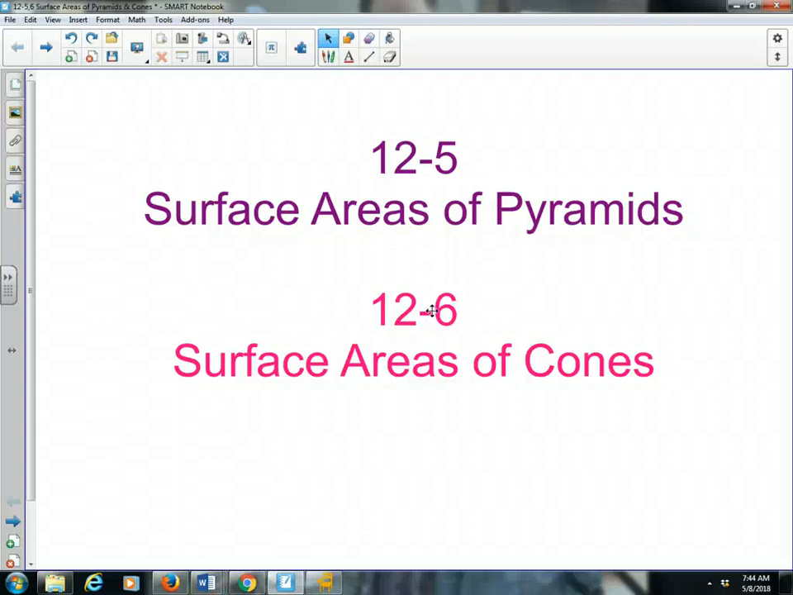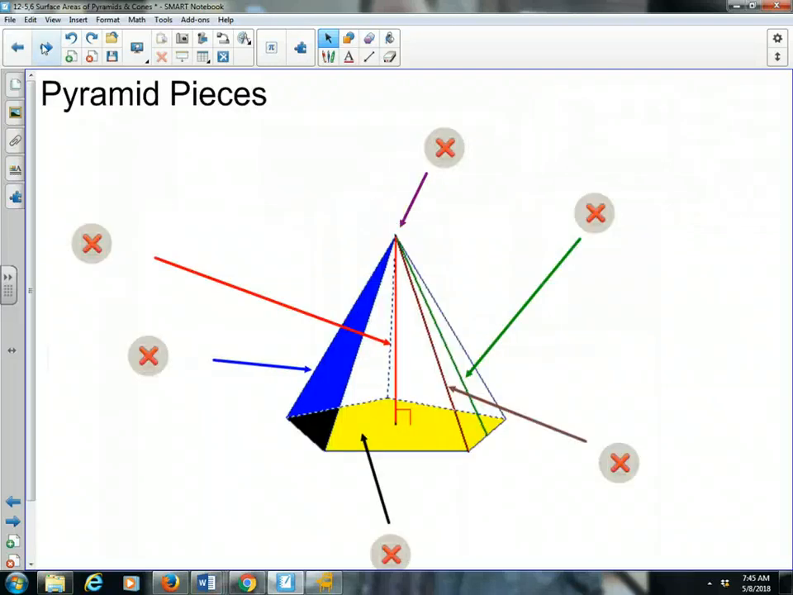Hi everyone. 12.5 and 12.6 are going to be combined together in this one video lesson. 12.5 is surface area of pyramids. 12.6 is surface area of cones. So we'll first talk about 12.5, surface area of pyramids.